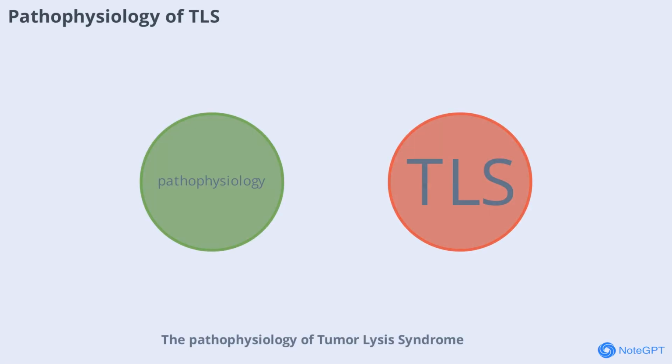Pathophysiology of tumor lysis syndrome involves the rapid breakdown of tumor cells, leading to the release of intracellular ions and nucleic acids. These substances are normally processed and eliminated by the kidneys, but in large amounts they can overwhelm the body's capacity. This results in hyperuricemia, hyperkalemia, hyperphosphatemia, and hypocalcemia, each contributing to the clinical picture of TLS.